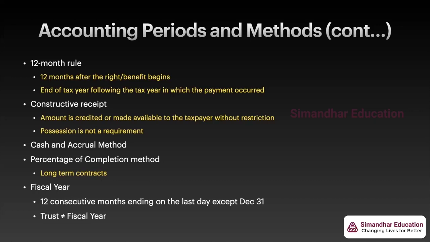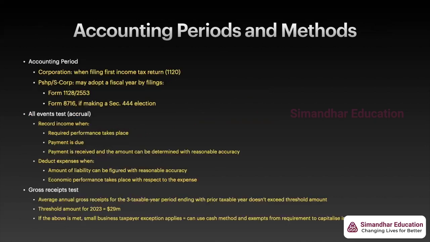Cash and accrual method, we spoke about it. Cash method is where you record your receipts, expenses and income when the cash is shelled out, or when you receive cash within your firm, you record it as and when you do that. Accrual method is when the revenue is met or the income is met based on these conditions that we spoke about, whether the performance is met, when the payment is actually received, and the amount can be determined with reasonable accuracy, and you deduct expenses when it is actually incurred and not when it is shelled out.